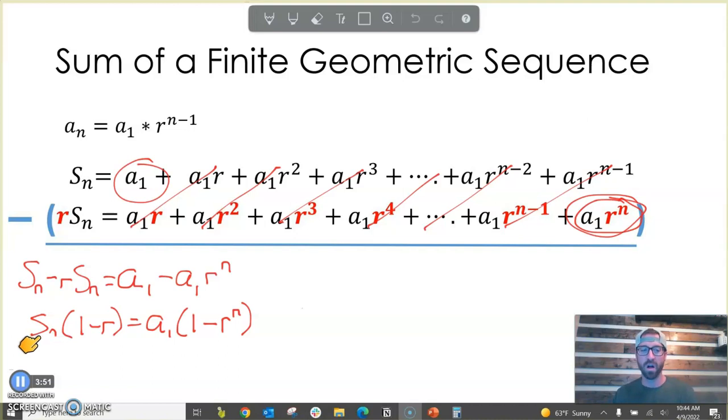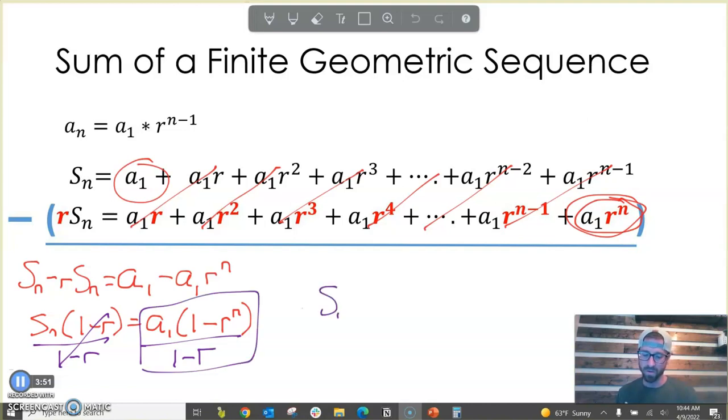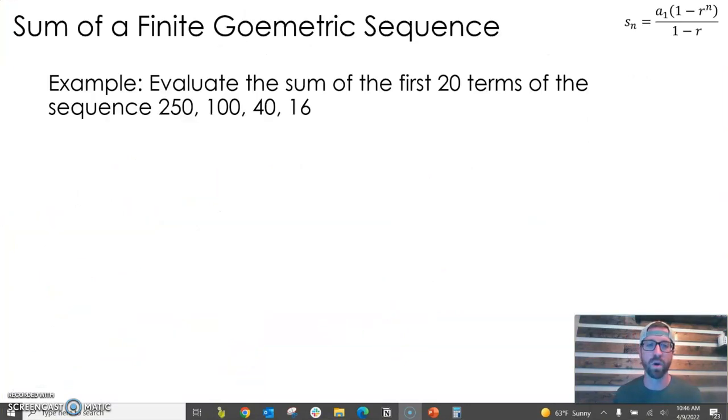Remember, we're trying to solve for s sub n, so I want to get rid of this 1 minus r. What I'm going to do is divide by 1 minus r and by 1 minus r, and this is our relationship. I'll write it over here to emphasize it. To find our sum, we're going to do our first term times 1 minus our common ratio to the nth power divided by 1 minus the common ratio. This will allow us to find the sum of the first 20, 30, 40 terms like that. And so write that down, store that in your memory banks, label it with what it is. It's the sum of a finite geometric sequence.